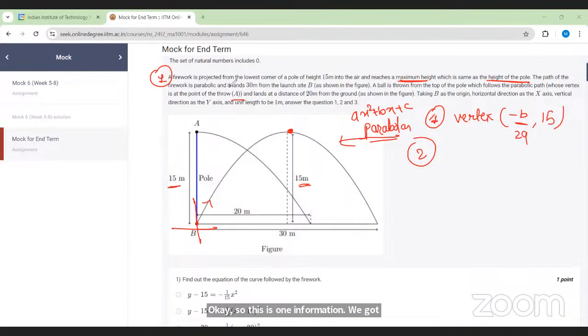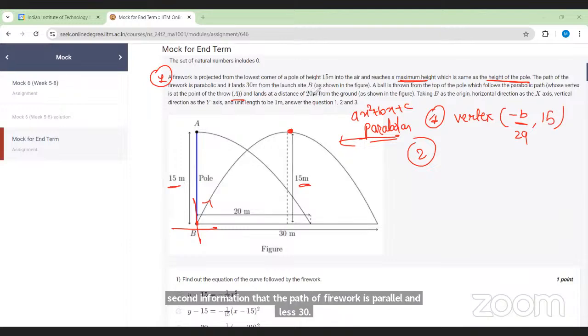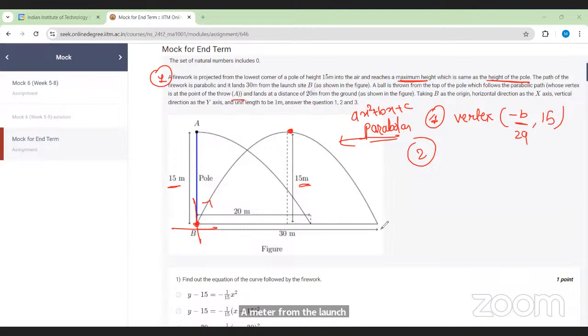What is the second piece of information? The path of the firework is parabolic and it lands 30 meters from the launch site B. So the distance between this point and this point is 30 meters. I think they already gave us the answer. The parabola is intersecting the origin and the point 30, 0. Using these two points, we can calculate the values of a, b, and c. So this point is 0, 0 and this point is 30, 0, because they are considering the x-axis.